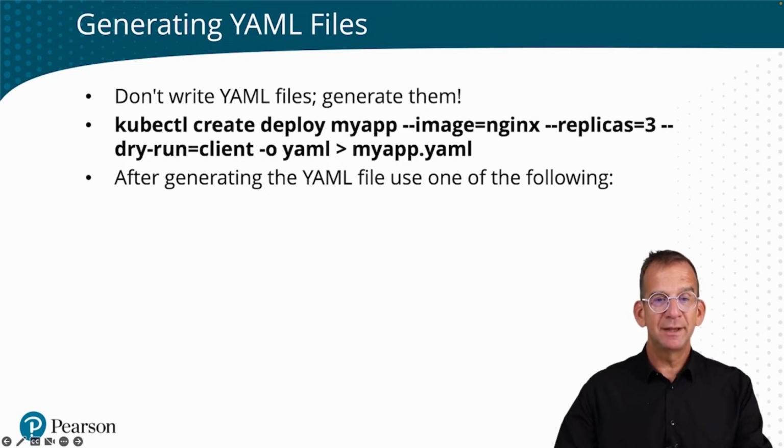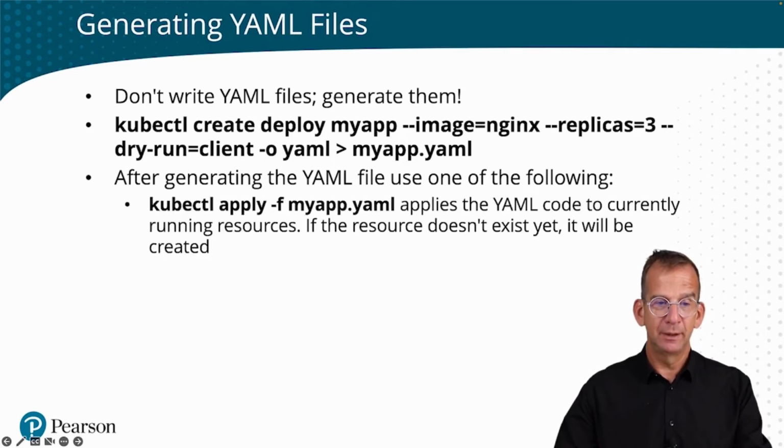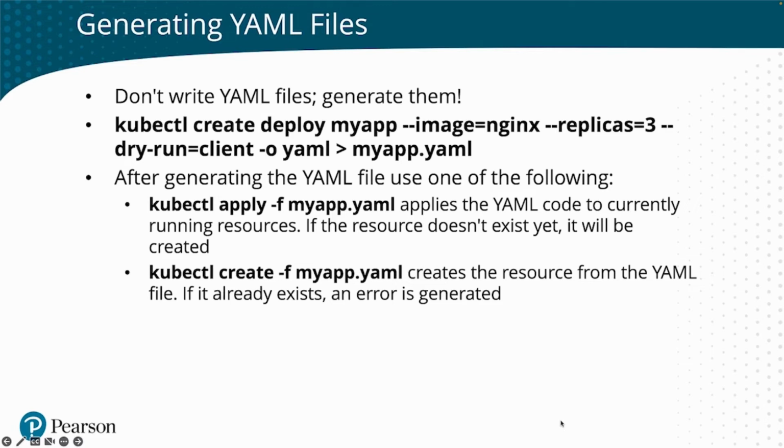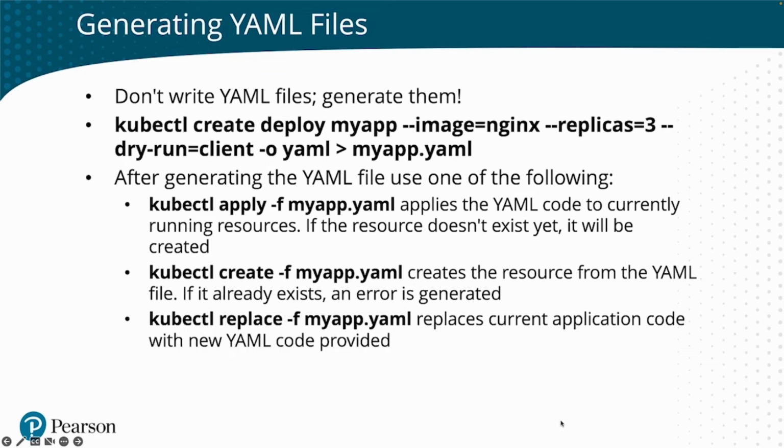And after generating the YAML file, you can use one of the following. You can use kubectl apply -f followed by the file name. That will apply the YAML code to the current running resources. And if the resource doesn't exist yet, it will be created for you. Then there is kubectl create -f. That will create a resource from the YAML file, but if it already exists, an error is generated. And that makes kubectl apply -f a little bit more flexible.